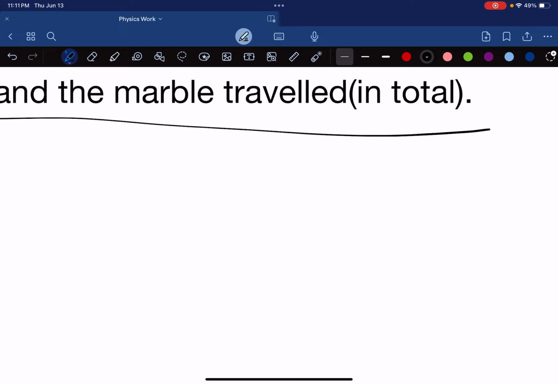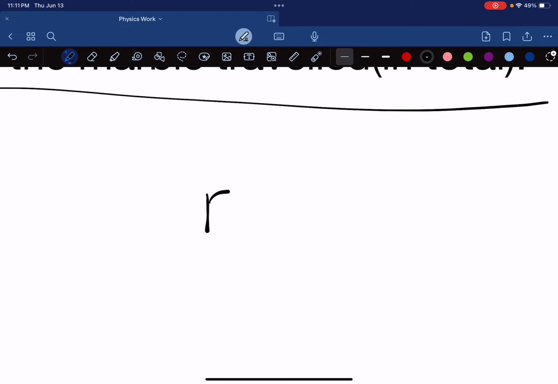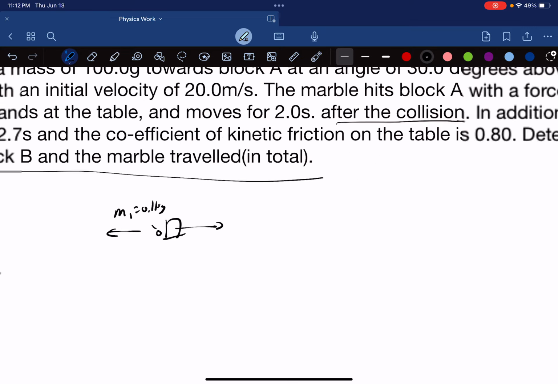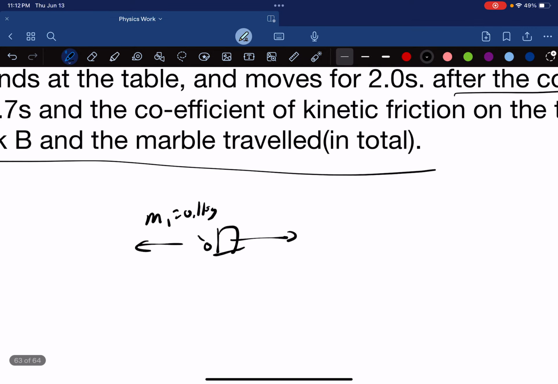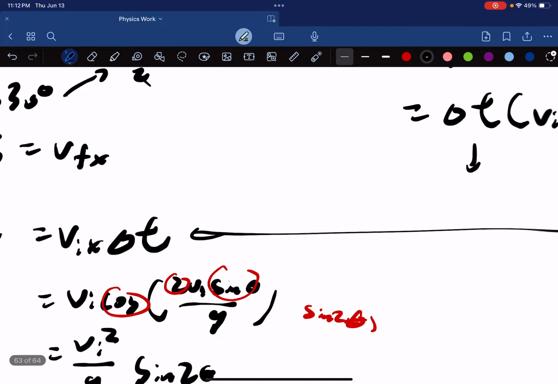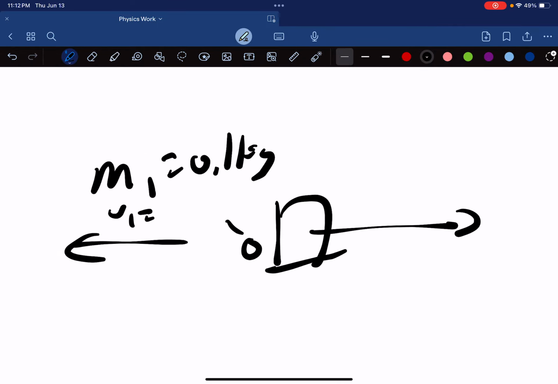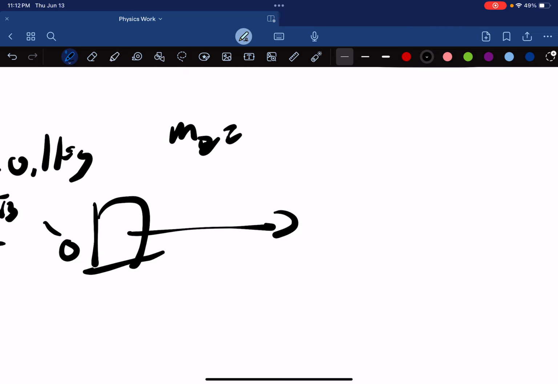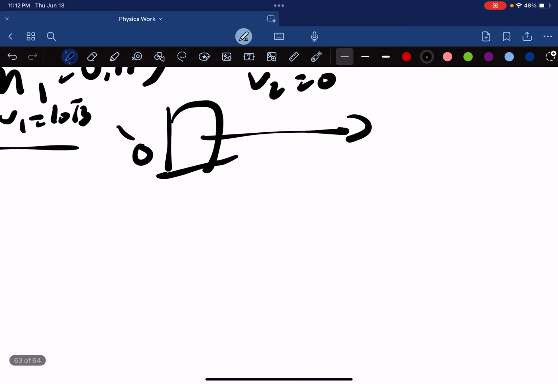Now I have to find the collision part as well. So once it hits over here, M1 equals 0.1 kg because 100 grams is 0.1 kilograms. V1 equals 10 root 3. And then M2 equals 5 kg. V2 is 0 because it's at rest.